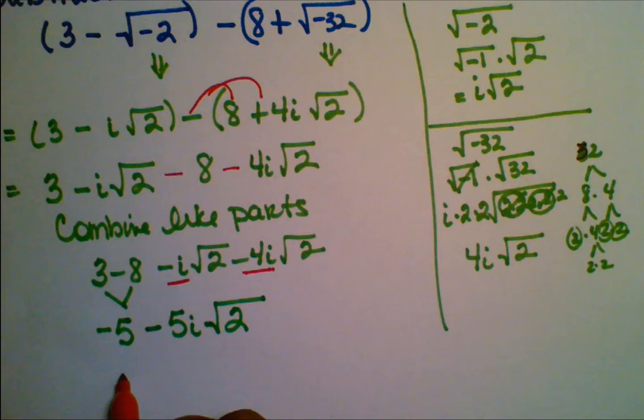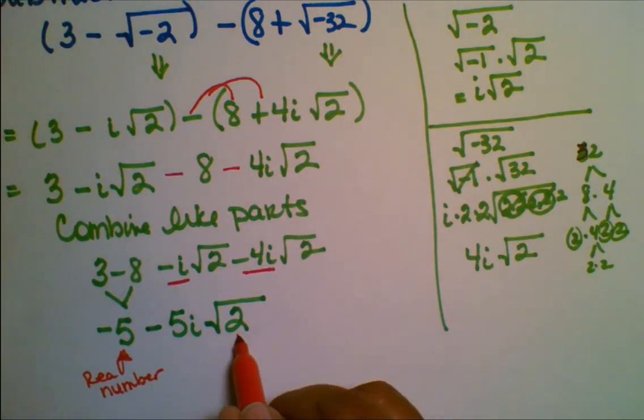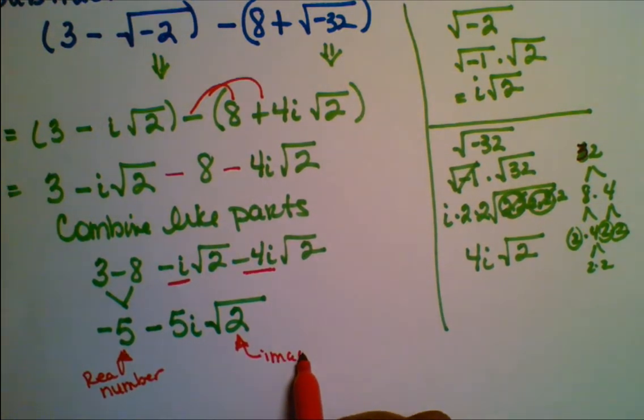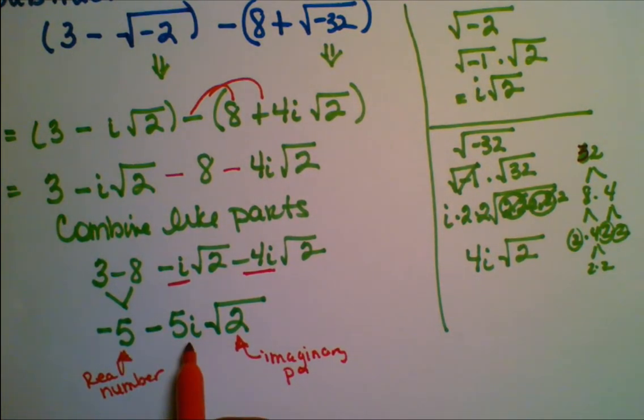Now remember, this negative 5 is the real number part. And the last term, that's the imaginary part. So we do not add or subtract this negative 5 and this negative 5i. They're not like terms. They're not like parts. Okay, so we are finished with that example.